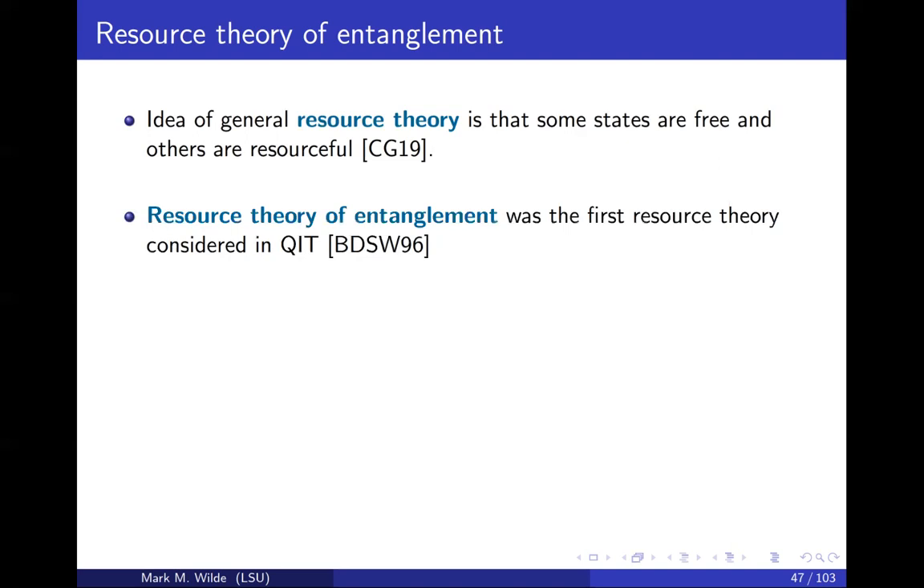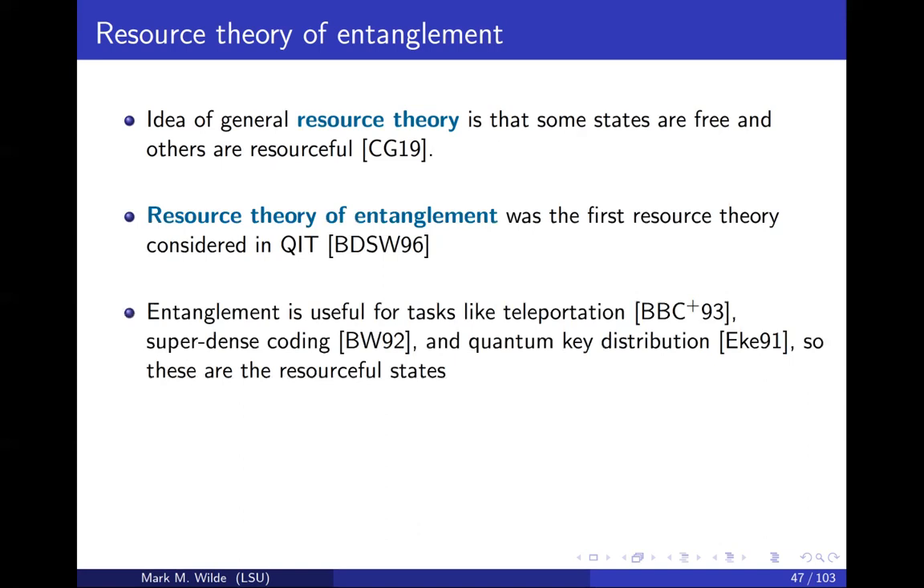The resource theory of entanglement was really one of the first ones, if not the first, considered in quantum information theory, by Bennett, DiVincenzo, Smolin, and Wootters in 1996. The idea here is that entanglement is useful for information processing tasks like teleportation, dense coding, and quantum key distribution. And so entangled states we consider to be the resourceful states. Separable states, in a sense, are not useful for teleportation. They're definitely not useful for quantum key distribution because there's that hidden variable, and an eavesdropper could possess that hidden variable. So that would be a big problem for doing secure communication.